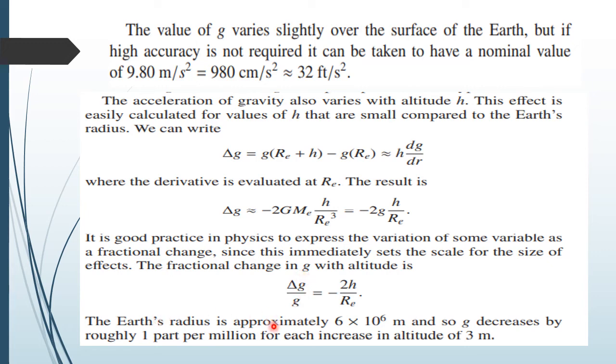Now the Earth's radius is approximately 6 × 10^6 meter, and so g decreases by roughly 1 part per million for each increase in altitude of 3 meter. This is the rate at which it is decreasing.